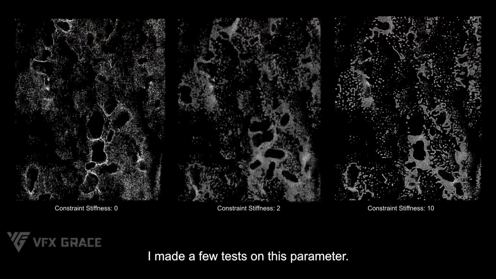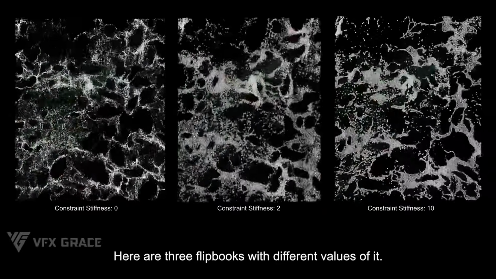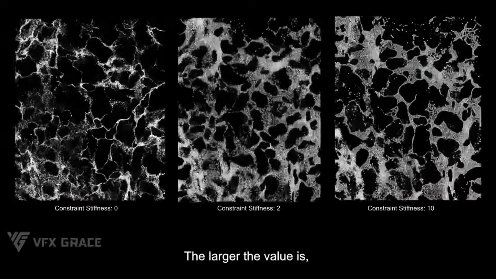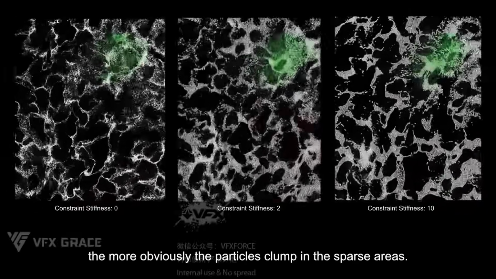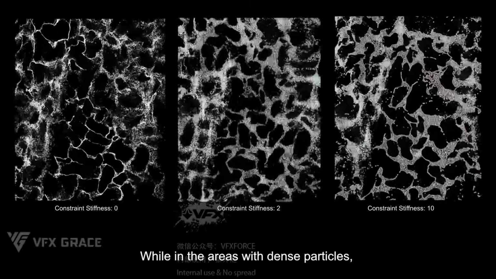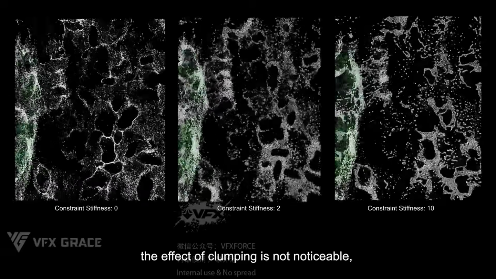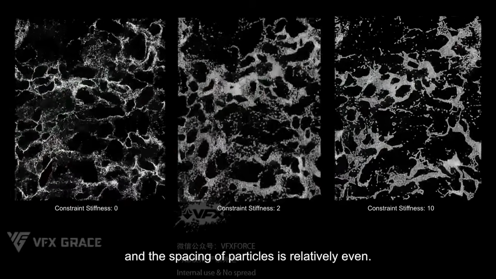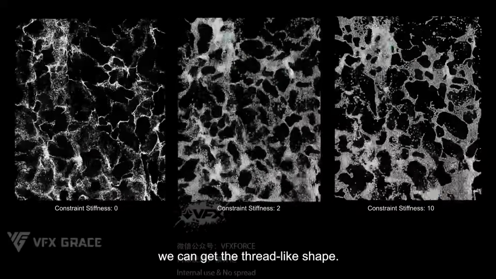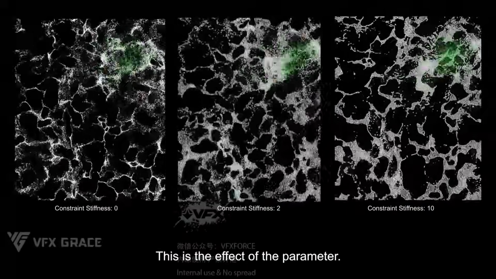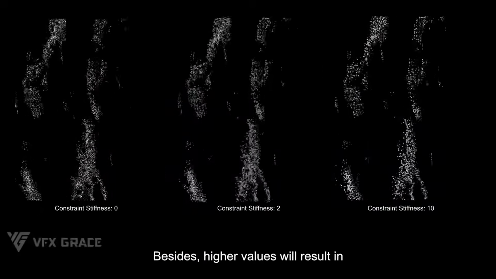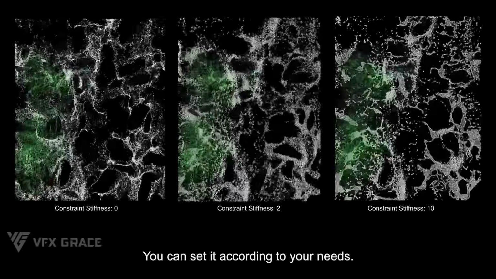I made a few tests on this parameter. Here are 3 flipbooks with different values of it. Let's take a look at the effects. The larger the value is, the more obviously the particles clump in the sparse areas. While in the areas with dense particles, the effect of clumping is not noticeable and the spacing of particles is relatively even. If we set this parameter to 0, we can get the thread-like shape. This is the effect of the parameter. Besides, higher values will result in slower simulation. You can set it according to your needs.